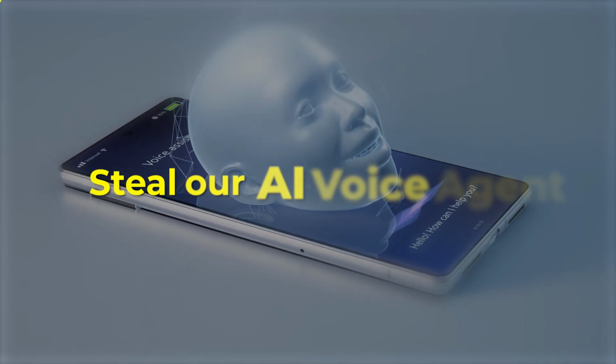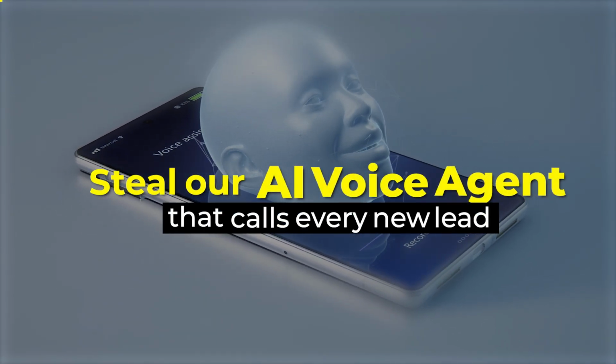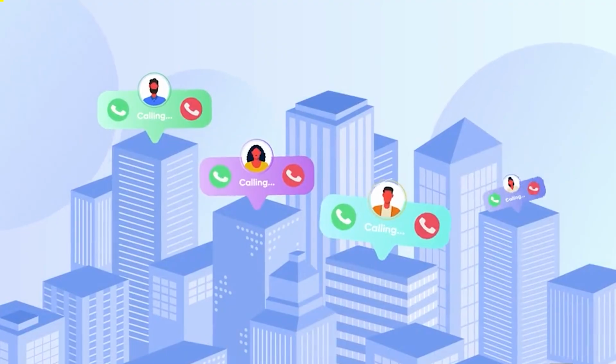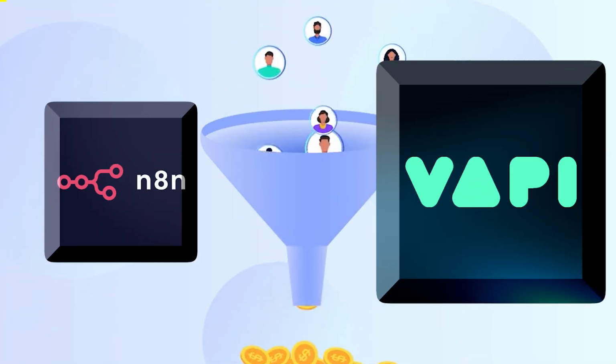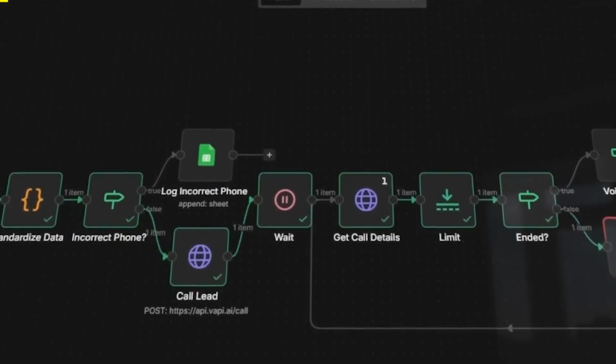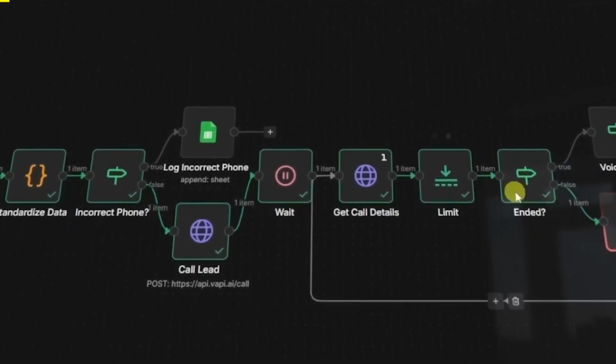Steal our AI voice agent that calls every new lead within a microsecond. So in this video, we're going to be building an outbound calling system that qualifies leads whilst you sleep using n8n and VAPI. This is complete with workflow templates, system prompts, and step-by-step implementation.